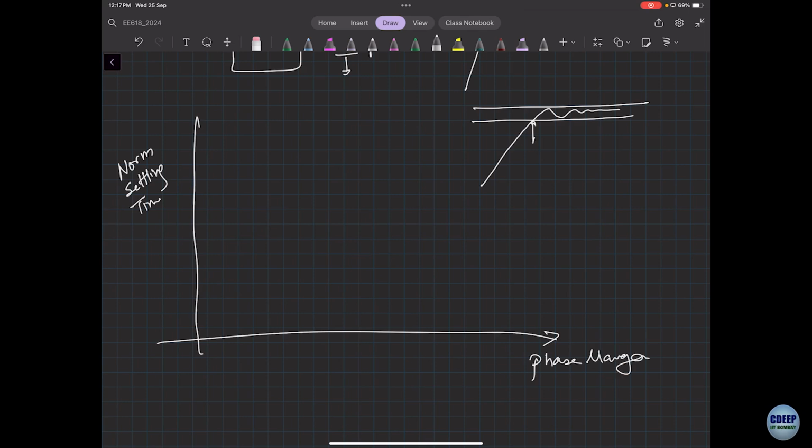So, Howard did the analysis for a two-pole system and did the entire analysis that I showed you in his PhD thesis, and it really goes down deep indeed. And then he found that it looks something like this.